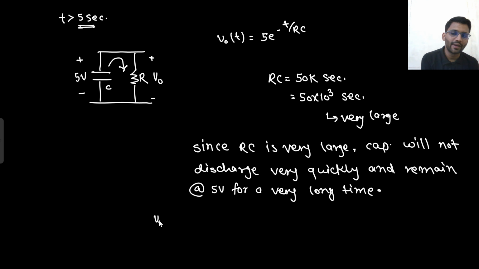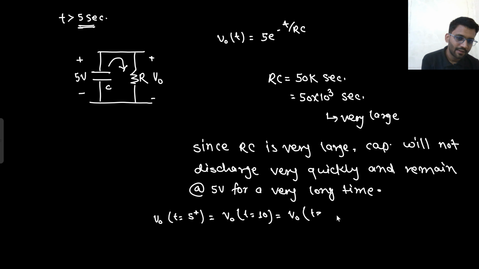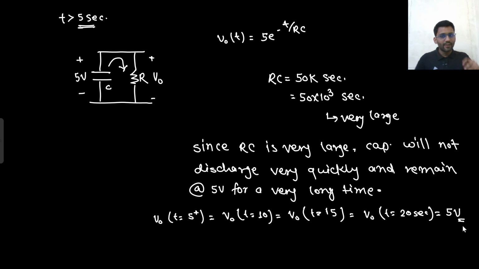So V naught value at t equals 5 second, or V naught value at 10 second, or at 15 second, or at t equals 20 second, it will always be 5 volt only. So if you have set the value of R or C such that the product RC is very large, then the capacitor will not discharge so quickly and the output voltage will be constant.